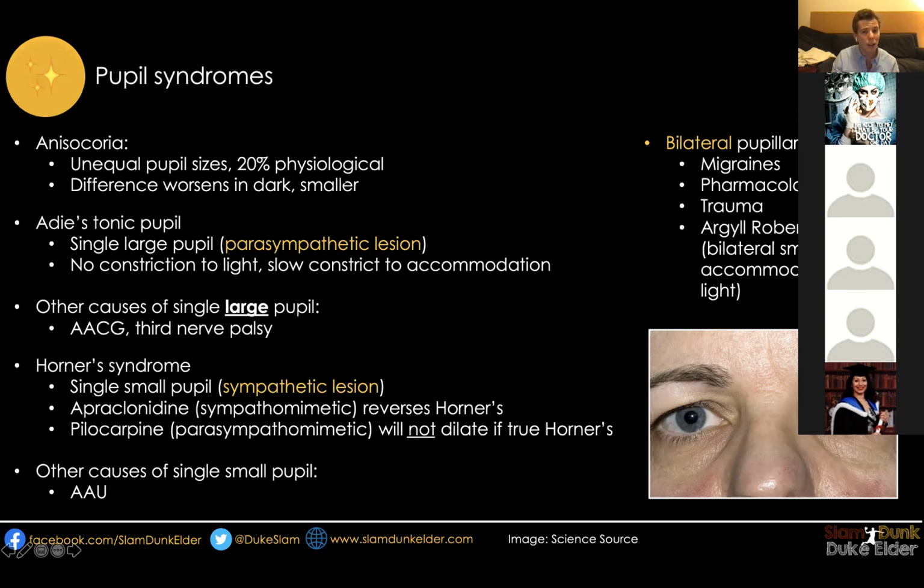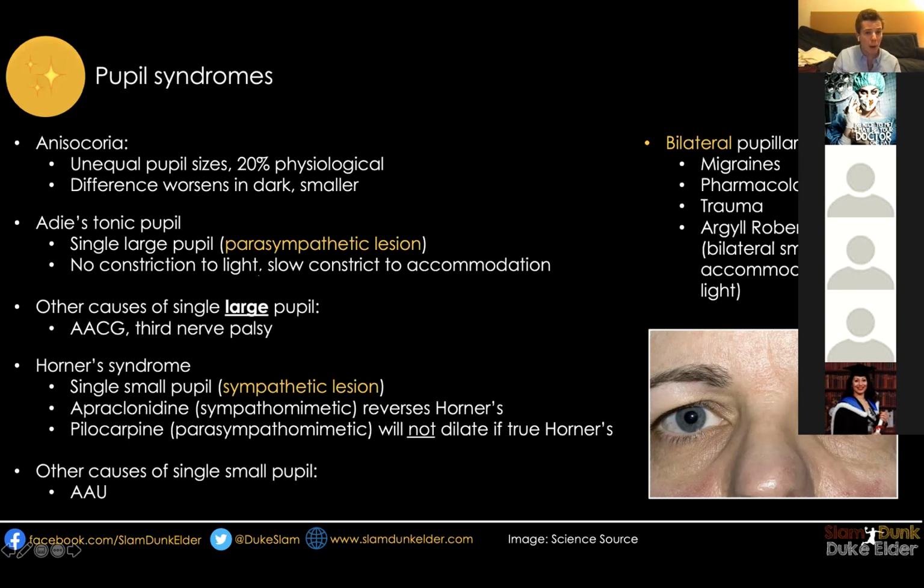And you typically tend to find that in these people, the anisocoria worsens in the dark, and it tends to be a smaller difference between the two eyes. I can't remember the exact measurements, but I think at 0.1 millimeter or less, you tend to point towards physiological anisocoria.